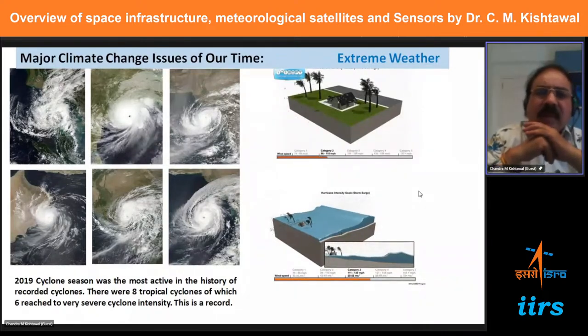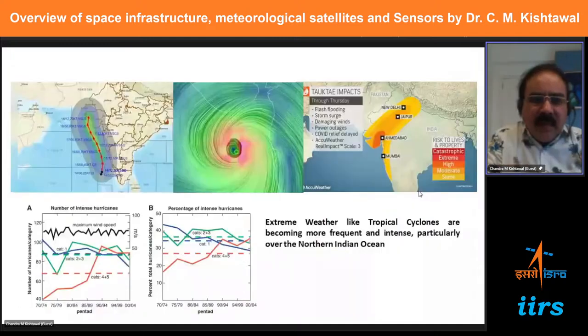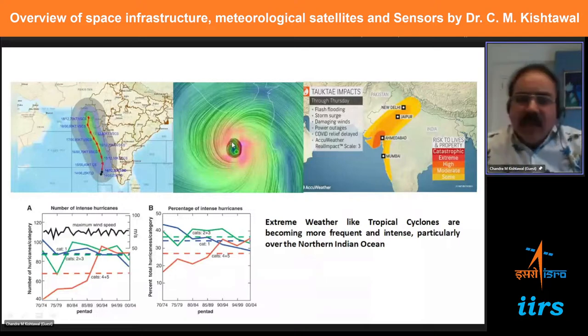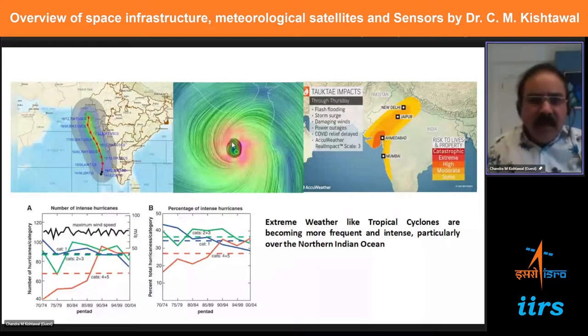Not only here, tropical cyclones are everywhere. They are in Japan, in America, in South America, Australia, the South Indian Ocean. So this is the trend. Generally, there is a general consensus that high intensity tropical cyclones are becoming more intense and more frequent, and the low intensity tropical cyclones are becoming slightly less frequent. And this is the trend.